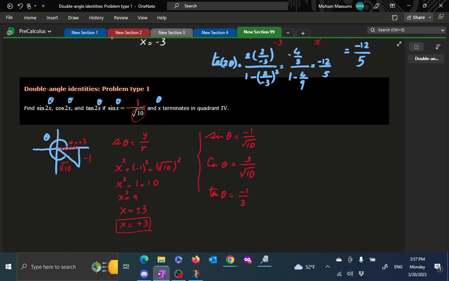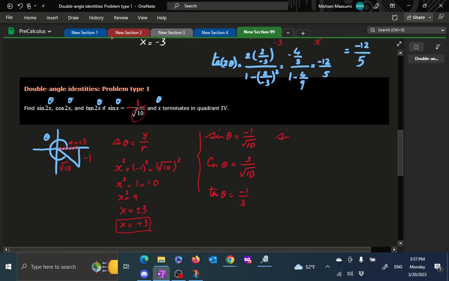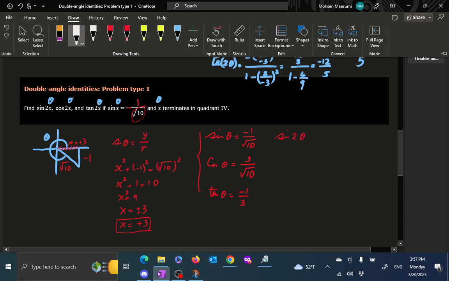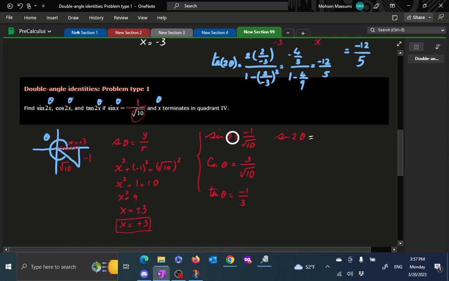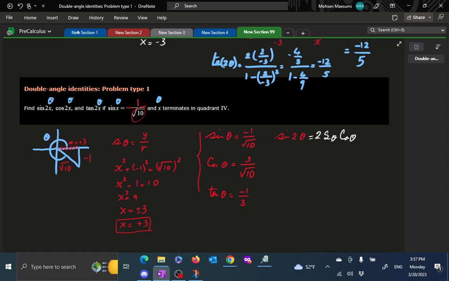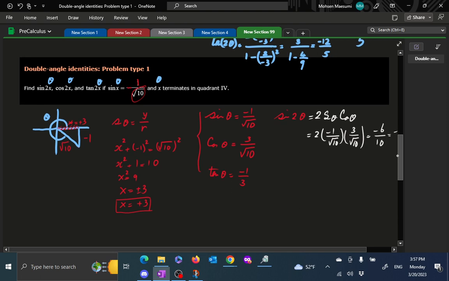Now what? Now if you want sine of 2 theta, sine of 2 theta is 2 times sine cosine, 2 sine theta cosine theta. So that is 2 times minus 1 over radical 10, times 3 over radical 10, and this becomes minus 6 over 10. And if you want to clean up, minus 3/5, that's just as good.